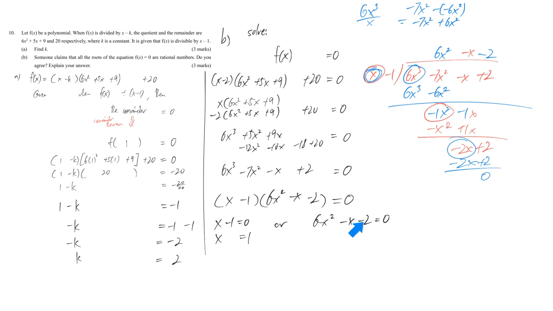You may factorize it or you may use your calculator. If I factorize it, this is 3x times positive 1 and also 2x times negative 2. So therefore 3x minus 2 equals 0, the zero product rule again, or 2x plus 1 should equal 0. X equals 2 over 3 or x equals negative 1 over 2. No matter 1, 2 over 3 or negative 1 over 2, they are all rational numbers. So our conclusion is we agree with the statement.